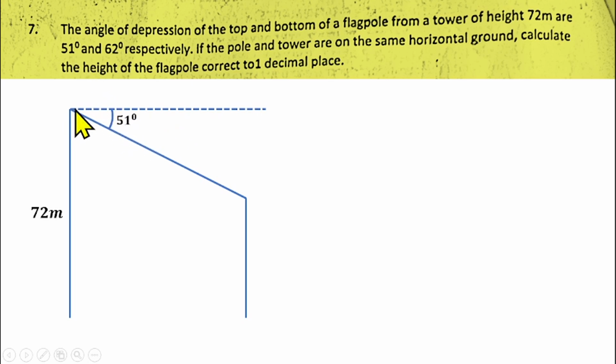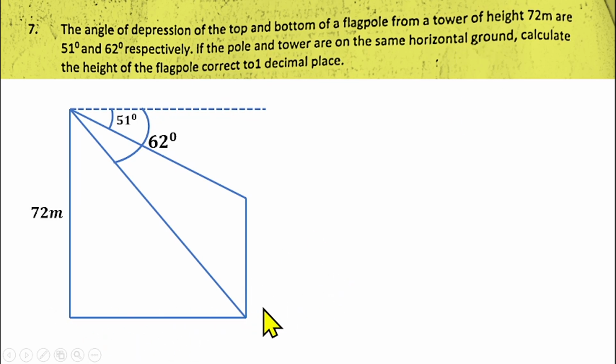Then the person also leaves the initial side to look at the bottom of the flagpole. From here you look down also. Between this line and here there's another angle of depression, which is 62 degrees as well. The pole and the tower are on the same horizontal ground. Calculate the height of the flagpole correct to 1 decimal place. So we are looking for from here to here. That's the height of the flagpole.